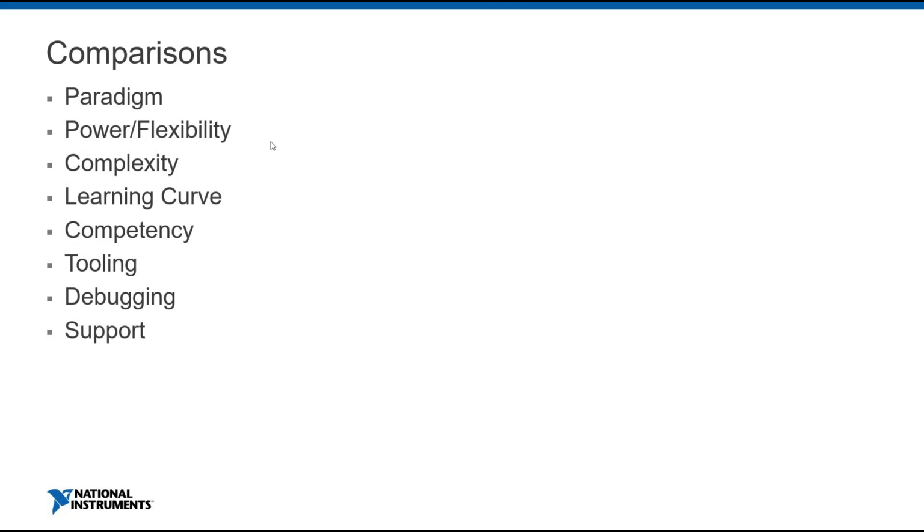All right, so just a reminder, these are the things that we talked about, how you should compare them. Just the general paradigm, does it fit what you're trying to do? How powerful versus how flexible it is. That comes at the cost of complexity, which affects your learning curve and the competency that you need in order to use it. And then tooling, debugging, and support. Those are all important things to consider. The tooling is going to make you more efficient, maybe help with the competency and learning curve. Debugging, it's inevitable that you're going to run into problems. It's just the nature of software engineering. And then support, sometimes you'll be able to debug it yourself. Sometimes you're going to need to go get help.